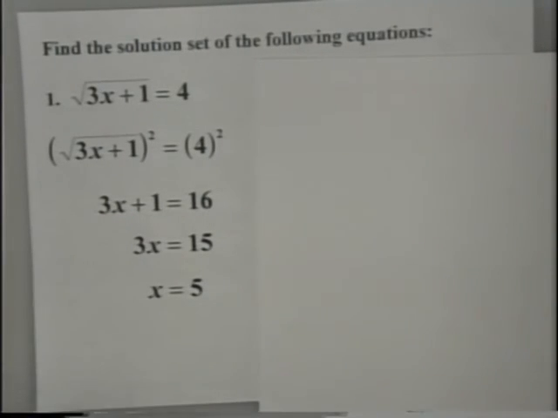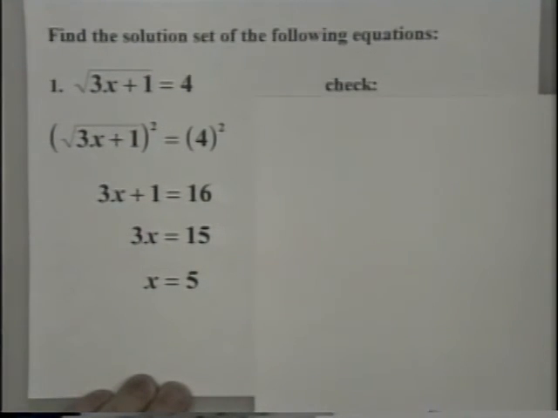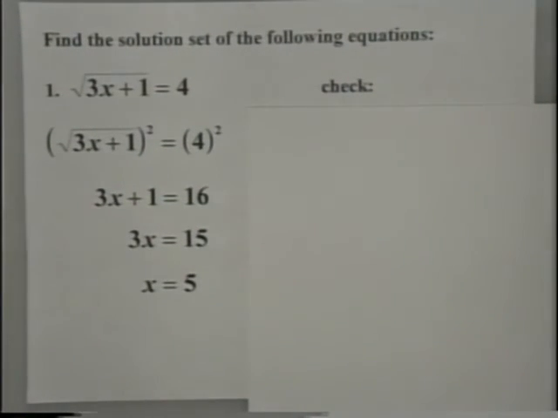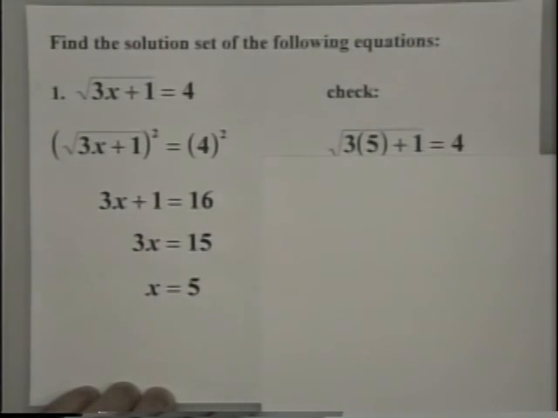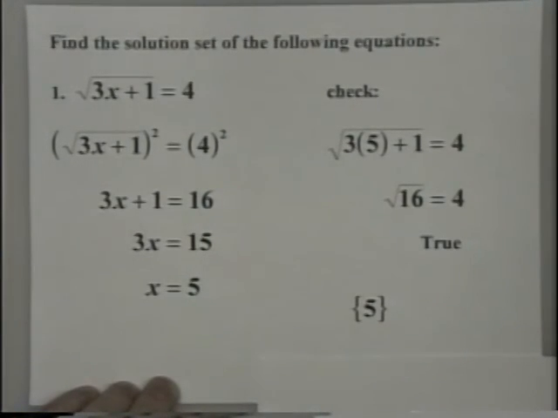Well, let's make sure. We'll take that number and we'll check it. Of course, checking is always a good idea. It's just not always convenient. But here, it's not just a good idea, it's a necessity. You must check these. It's part of the method. So we substitute it in to that equation, and sure enough, we get the square root of 16, which is 4. That's a true statement, and so our solution set is 5.